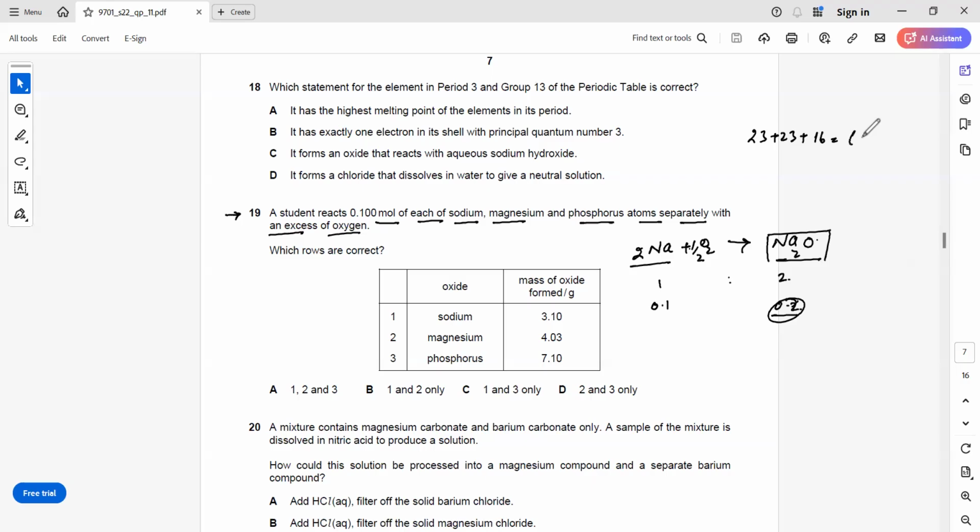Mm, 62 grams and 0.1 mole of each sodium, they are saying. So if you multiply this 62 with the 0.2 grams. So can you please hold for a second? Fine, do it. I'll be back. Okay.